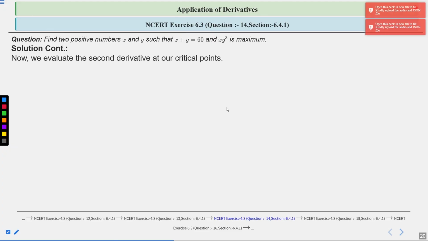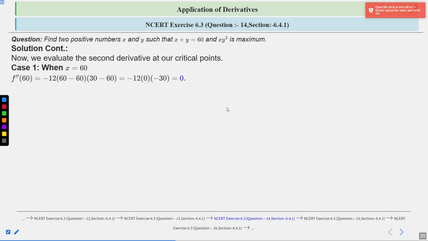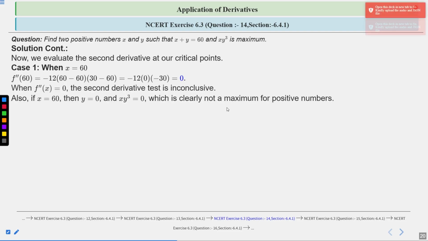Now we evaluate the second derivative at our critical points, okay? Now case 1, when x equal to 60, f double dash 60 is equal to minus 12 into (60 minus 60) into (30 minus 60), which will be equal to 0, okay? When f double dash x equals 0, the second derivative test is inconclusive. Also, if x equal to 60, then y is equal to 0 and xy cube is equal to 0, which is clearly not a maximum for positive numbers, right?